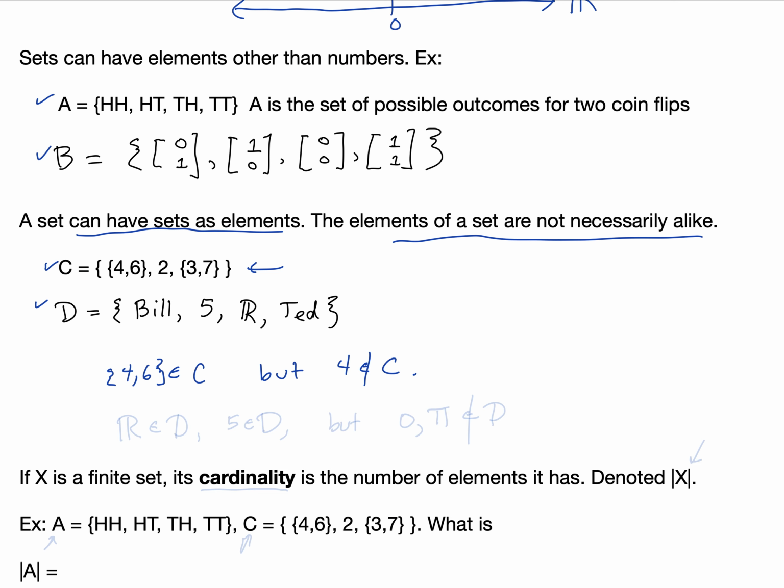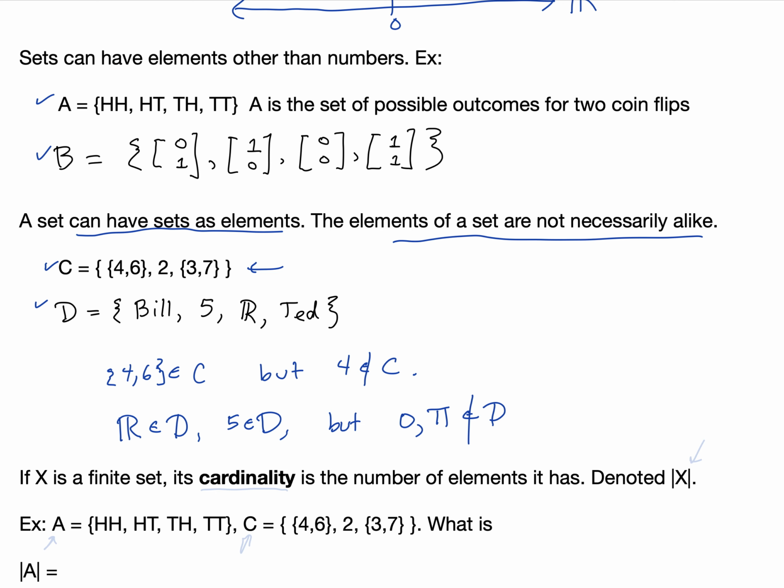Similarly, the set of all real numbers is an element of D, and 5 is an element of D because it is explicitly listed as an element of D. But if we pick some other real number, like 0 or pi, while they are in the real numbers, they are not themselves elements of D.